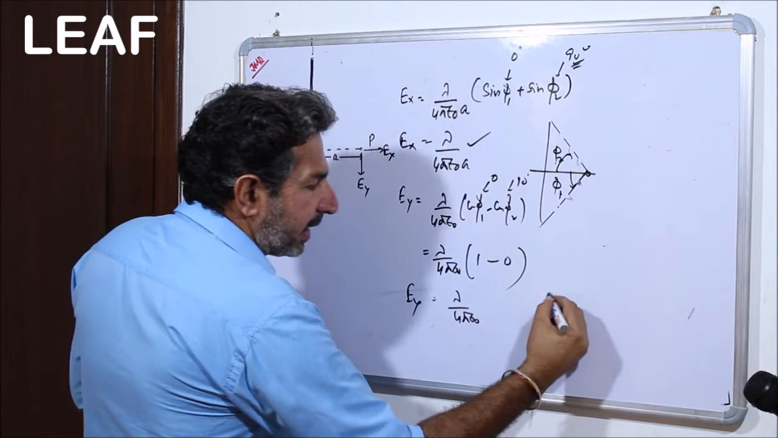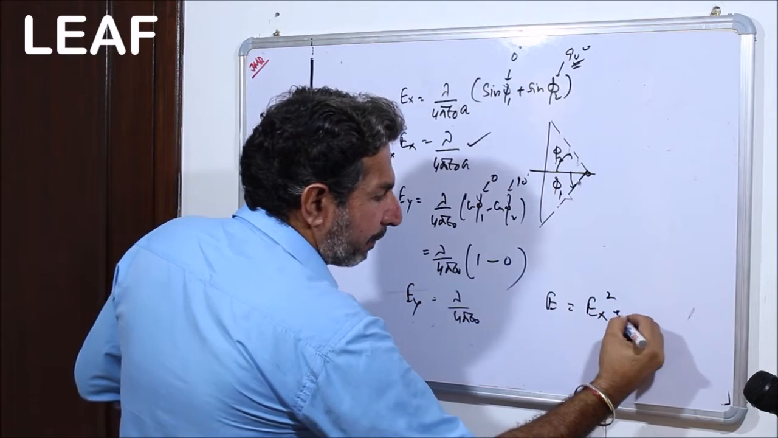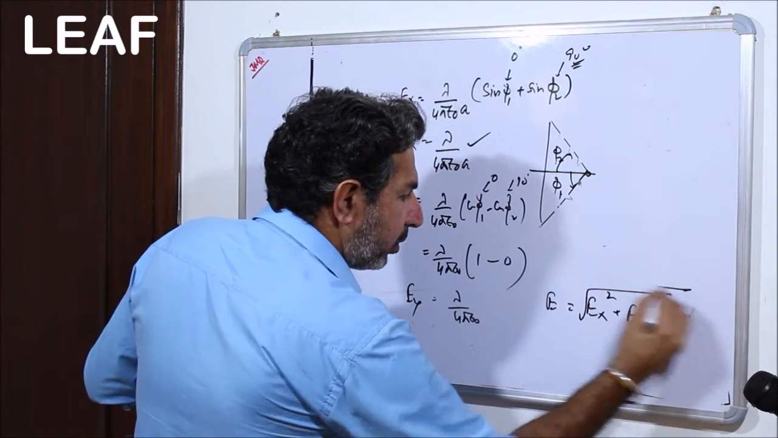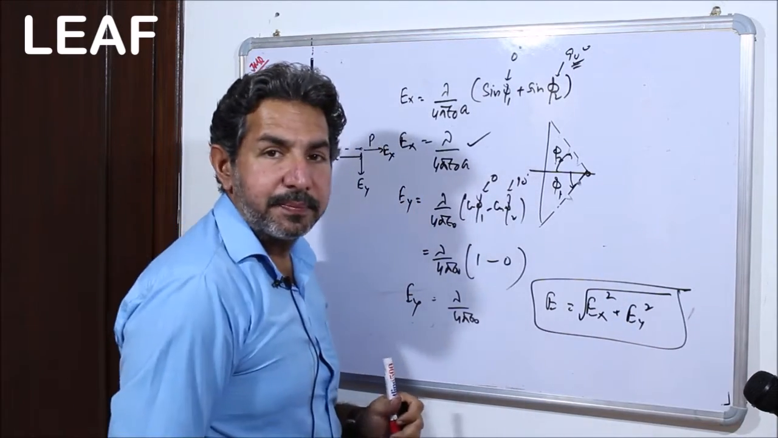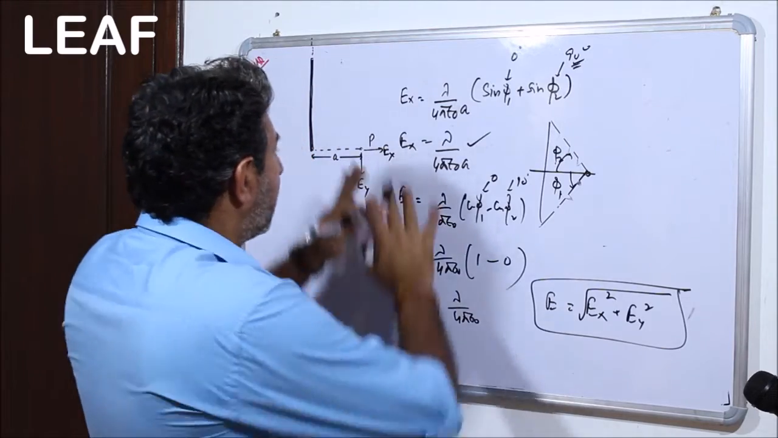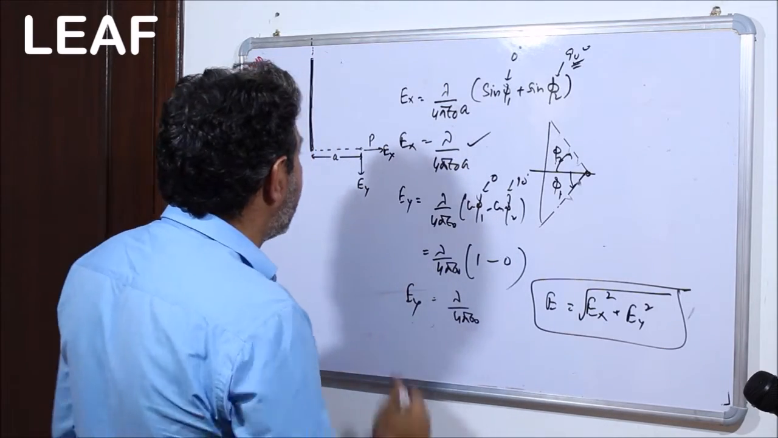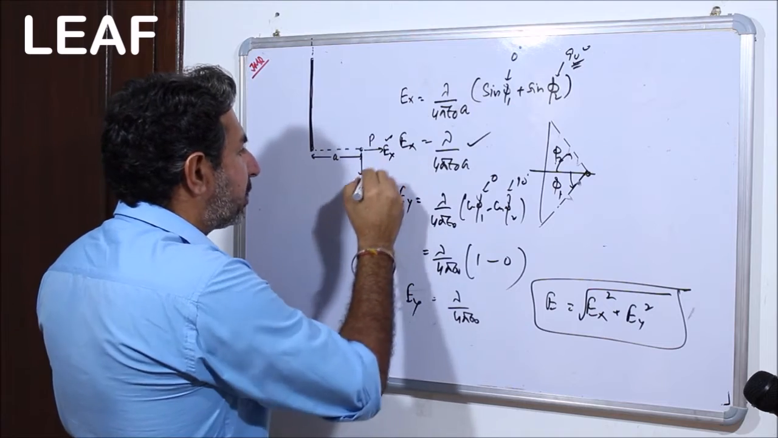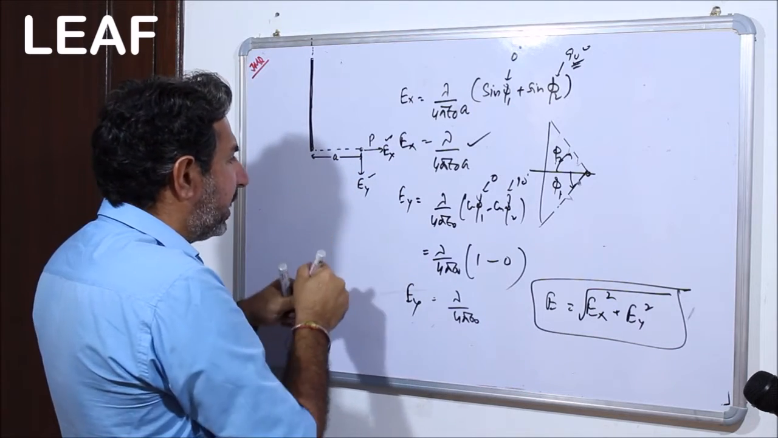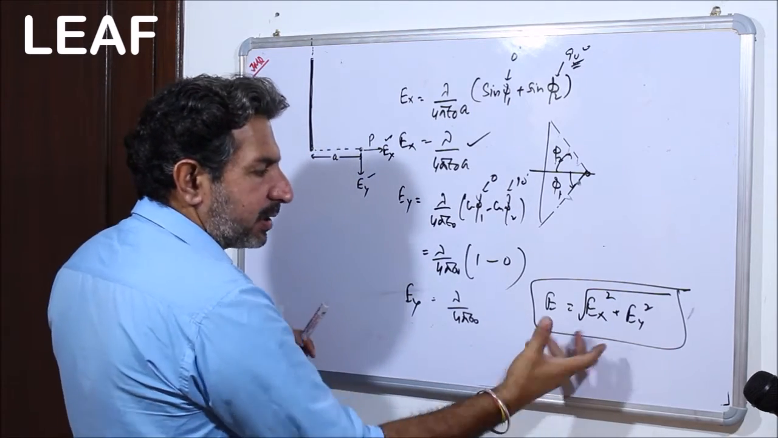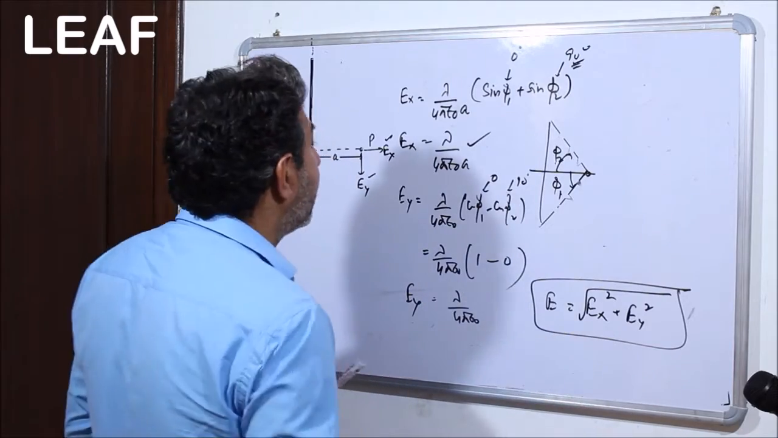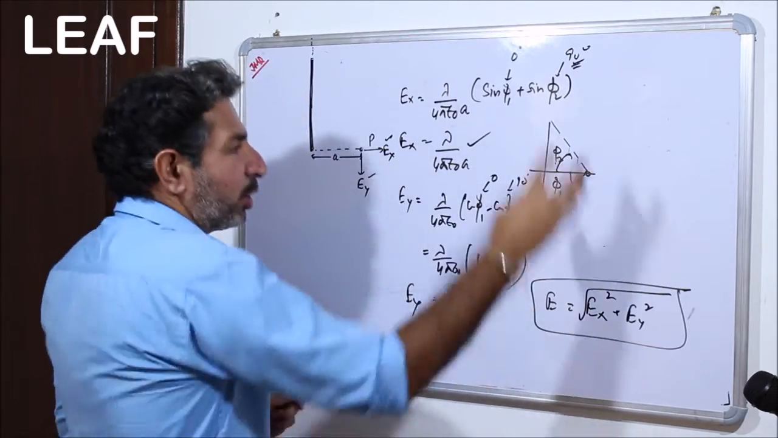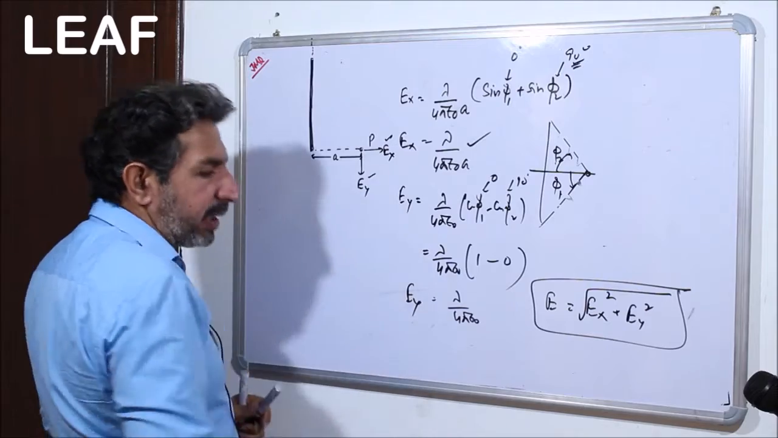So what is going to be the net electric field? It is the square root of Ex square plus Ey square. Okay. So I think eventually I made my point clear to you that at this particular point, these are the two electric fields. So what is going to be the resultant? It's going to be like this, because Pythagoras is directly applicable over here, right? So this is one section of the straight conductor.